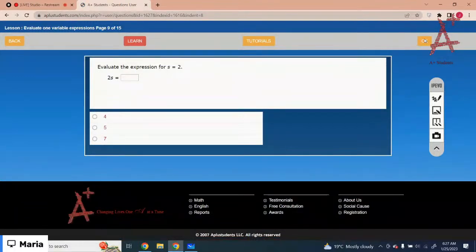Okay, evaluate the expression for s equals 2. So 2s, which is the correct option? 2 times s is 2 times 2, and 2 times 2 is very good, that would be 4. So the correct option is 4.